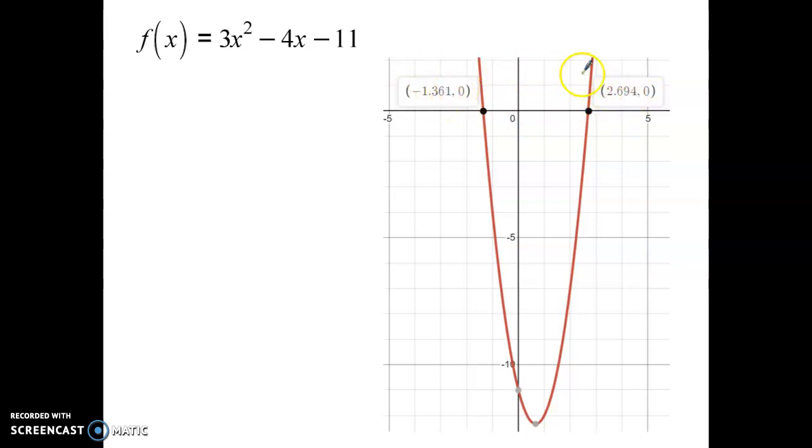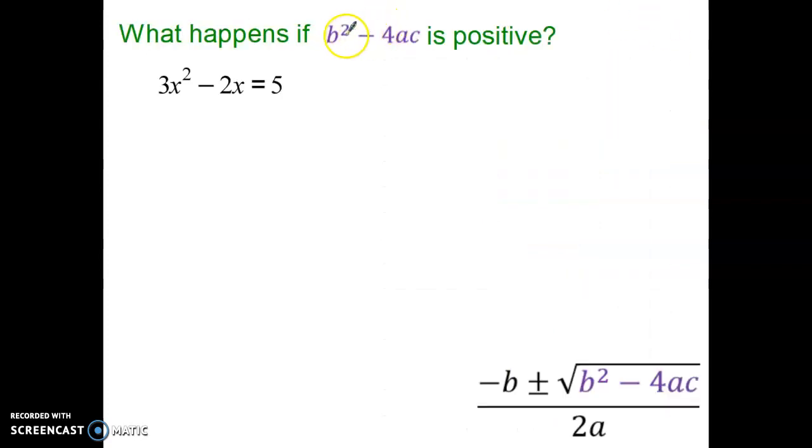So in this case, I have two irrational roots because that's not an exact answer. That is a rounded answer. But it did cross the x-axis twice, so my solutions are real. They're just irrational.